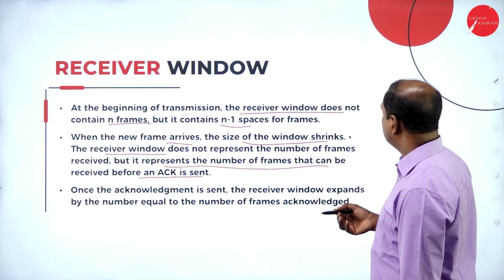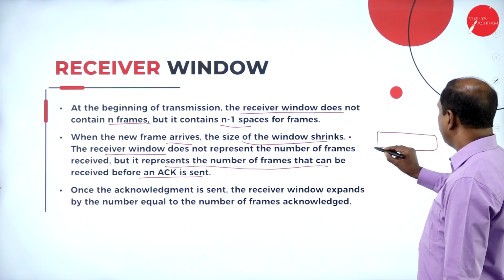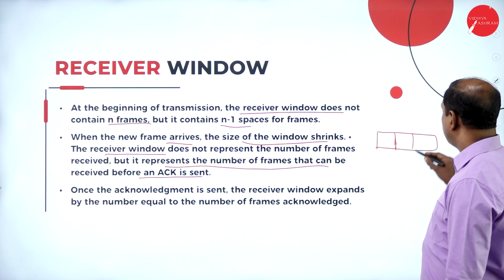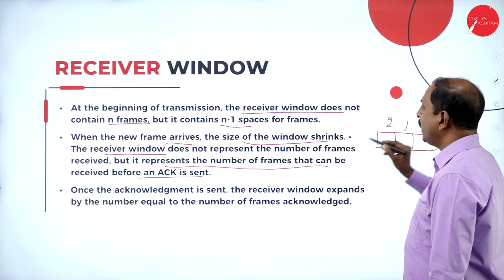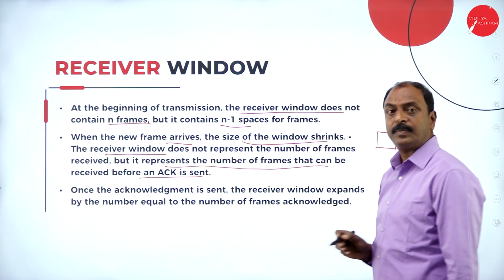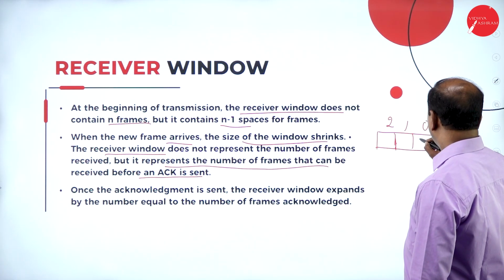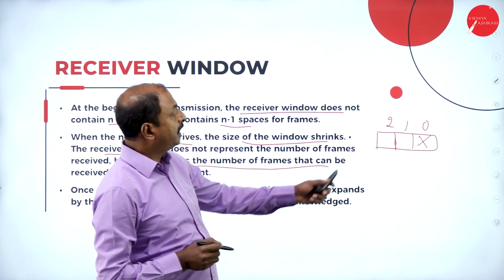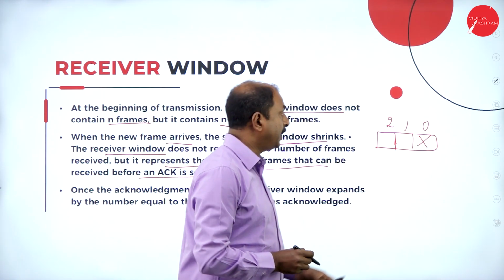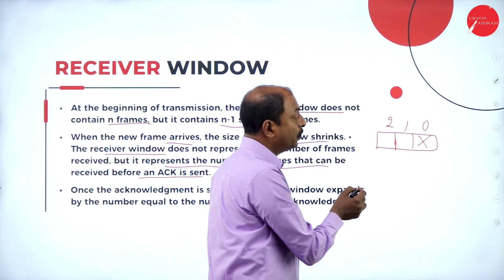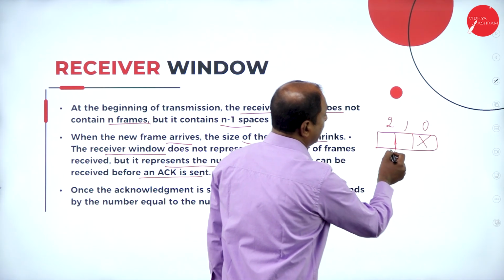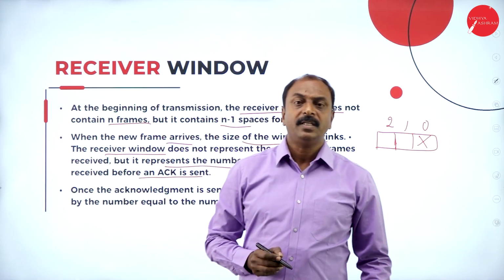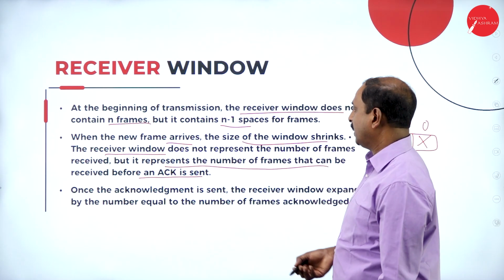What is the meaning of the concept here? At the beginning, if you take an example, in a window there are 3 frames. So this is 0, 1, 2. Once the new frame arrives from the sender end, it is going to occupy one place here. In that way, there are 2 spaces here, or we can say in a window 2 frames can be accommodated. So the size has been reduced from 3 to 2. That is the meaning of it: the window at the receiver end is going to shrink as and when it receives the frames from the sender.